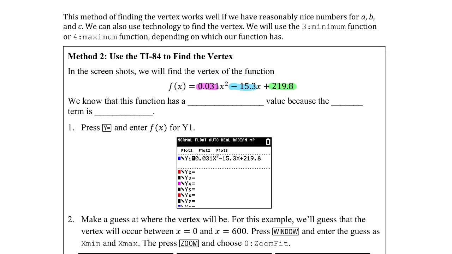I don't really want to mess around with them in the vertex formula. We know that this function is going to have a minimum value. In other words, we know it's going to be a parabola that opens up and has its vertex at the bottom. And we know that because the x squared term is positive. Right, so this 0.031 is a positive number, so we know our parabola is going to open up. Okay, so let's throw this function into the calculator.